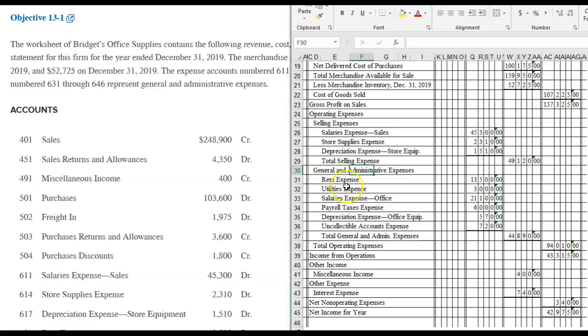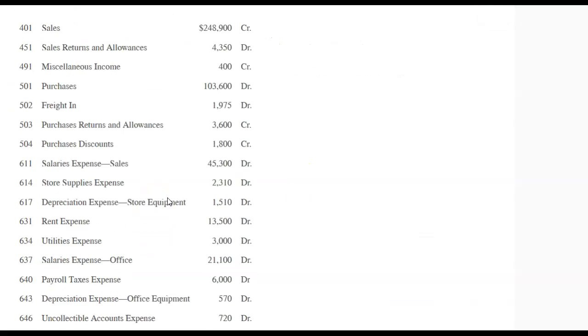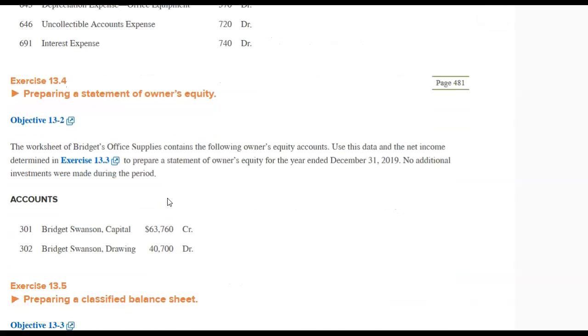Let's go ahead and look at the next one. Prepare a statement of owner equity. That shouldn't be too bad. We have a capital and a drawing account. And we're going to go ahead and use the worksheet that we have going.